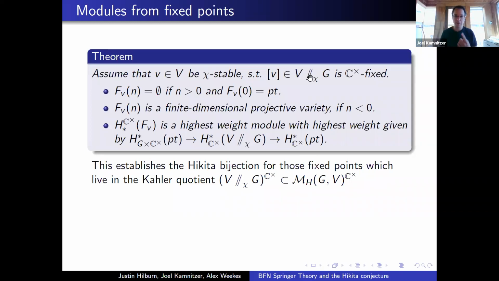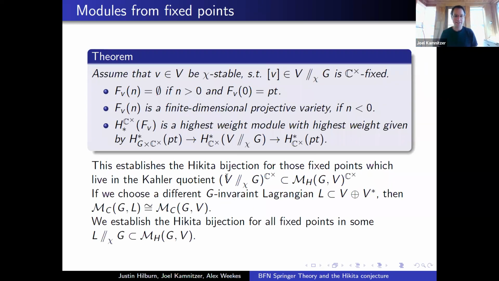But there's a small problem, which is that my method only uses those fixed points which actually live in the Kähler quotient, V mod mod G, rather than in T star V, rather than the full zero level of the moment map, right? This V lives inside the zero level of the moment map.